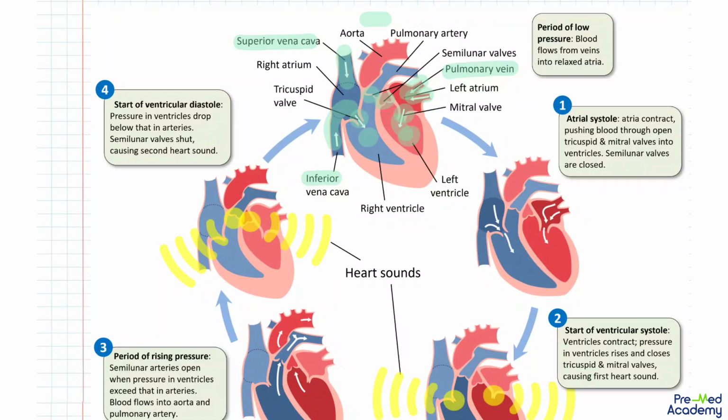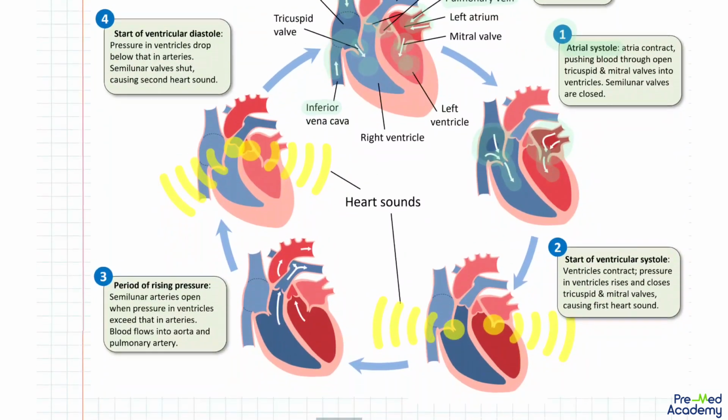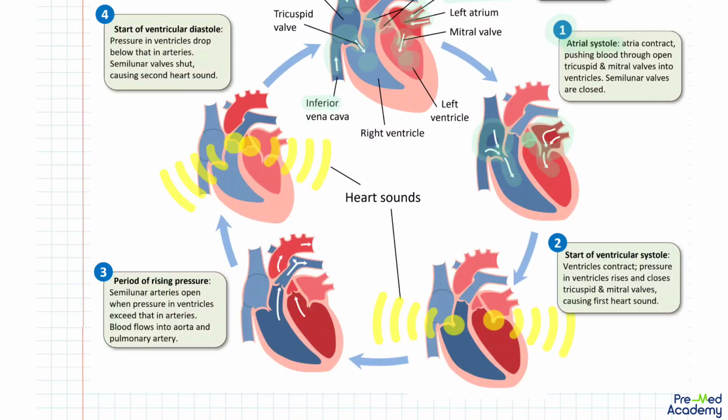The next step in the cardiac cycle is atrial systole, shown here as number 1. In atrial systole, both atria contract, pushing blood through the open tricuspid and mitral valves into the ventricles. At this stage, the semilunar valves are closed, so when blood rushes into the ventricles, it accumulates there. It cannot pass onto the blood vessels leading out of the ventricles.